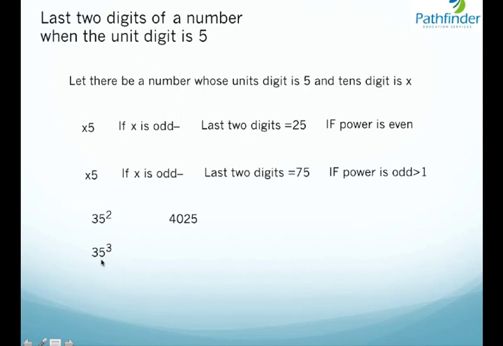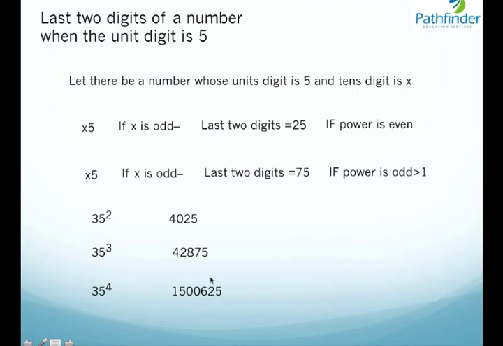Similarly, 35 cube, we have the last unit digit as 5, the preceding digit as 3, and the power 3 is odd. If the power is odd, we expect the last two digits to be 75, and yes, we do see these digits as 75. Similarly, 35 to the power of 4, the power is even, we expect the last two digits to be 25.